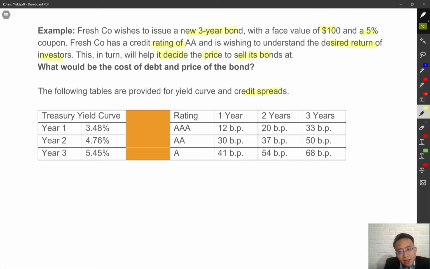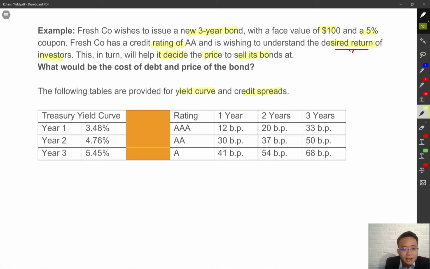You must sell it at a price where investors are happy to buy. In order to make them happy and willing to buy, you need to find out how much they want to earn, right? What is their desired return? So this is how a company deals with a new bond. Now, the following tables are provided for yield curve and credit spreads.